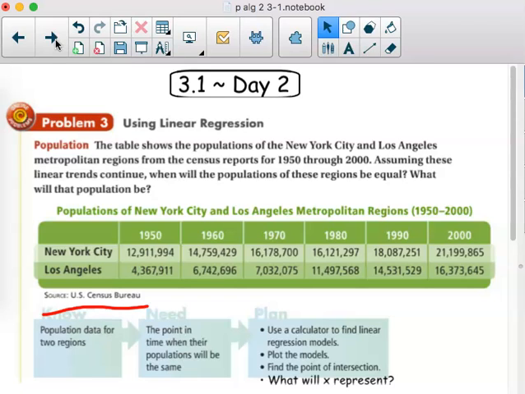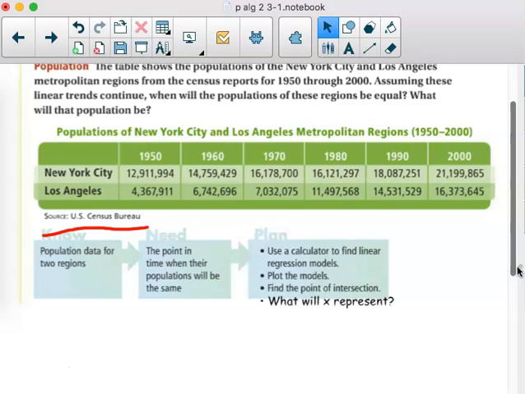Now it says, assuming these linear trends continue, when will the populations of these regions be equal? And what will that population be? Now, it is highly unlikely that these two are perfect straight lines. So we've got New York City and Los Angeles, and we know we have population data for two regions. What we need is the point in time when their populations will be the same. So we're going to use the calculator to find linear regression models, and those are equations for lines. We're going to plot those lines, and then we're going to find the point of intersection.